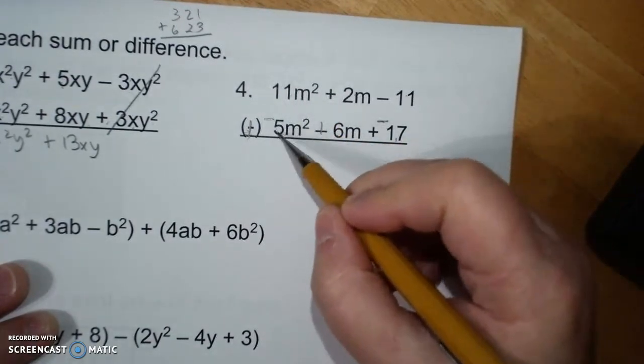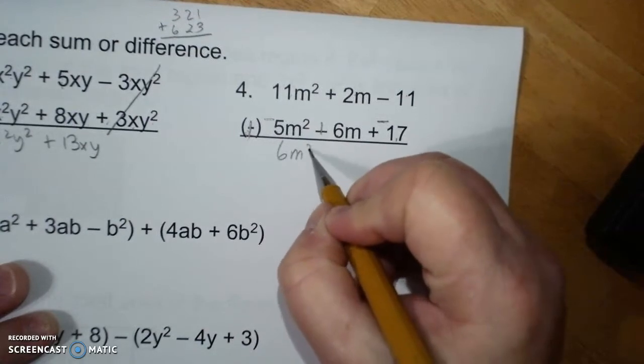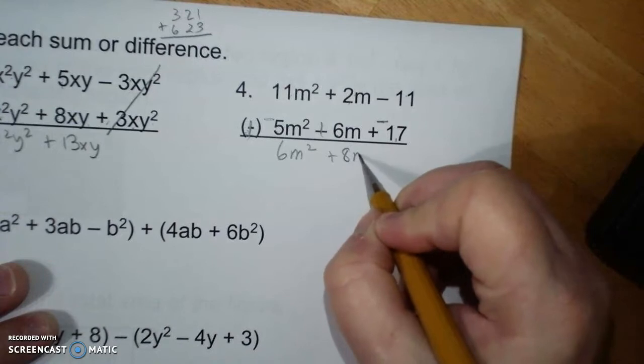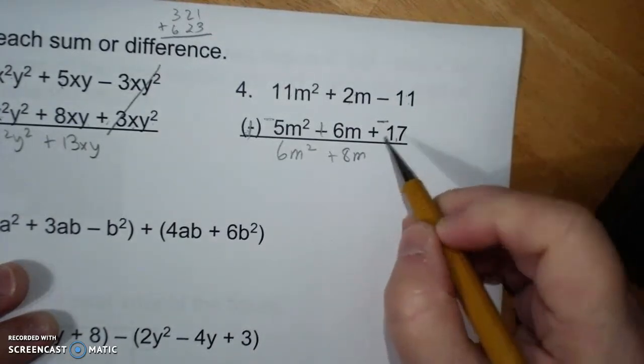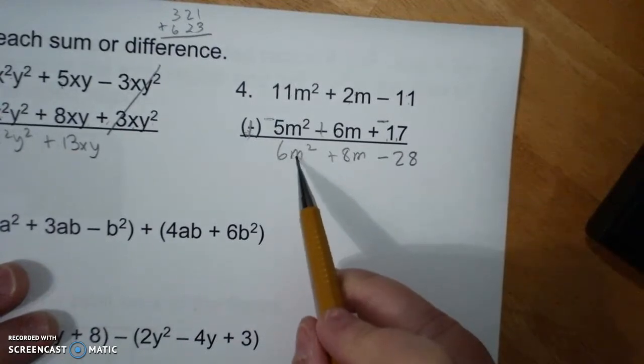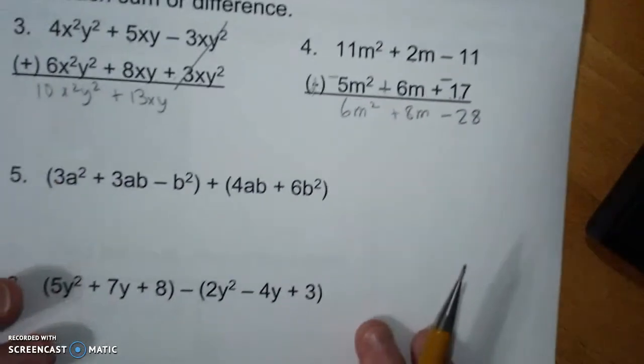11m squared minus 5m squared is 6m squared. 2m plus 6m is positive 8m. Negative 11 and a negative 17 is a negative 28. Notice it goes from highest exponent to lowest exponent.